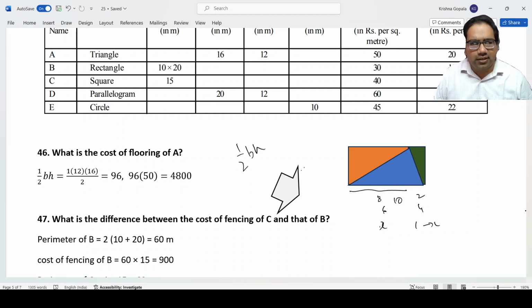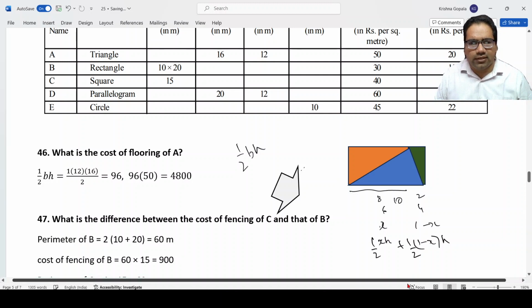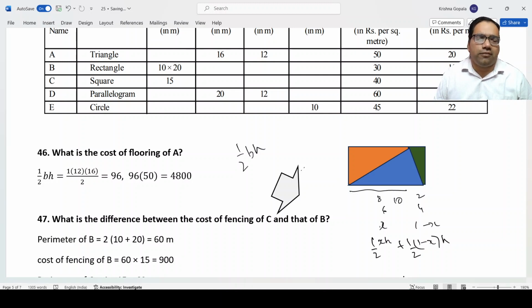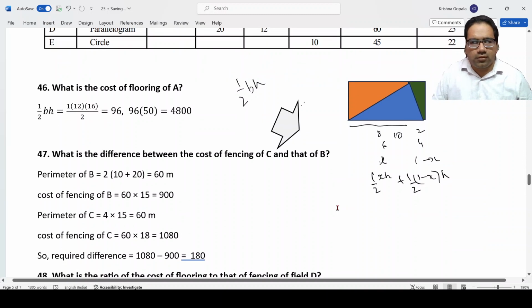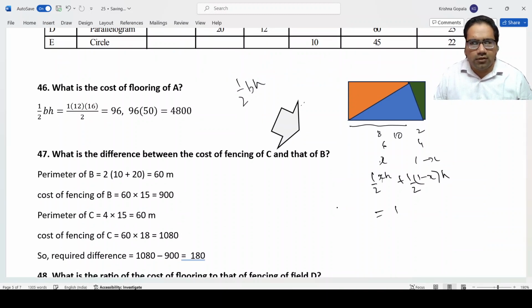Now the left orange rectangle: what is the area of this rectangle? x into h. Right. What is the area of the green rectangle? This is 10 minus x into h. Right? Now half of this rectangle plus half of this rectangle, that is the area of our blue triangle, which is equal to half h, taking common, x plus 10 minus x.